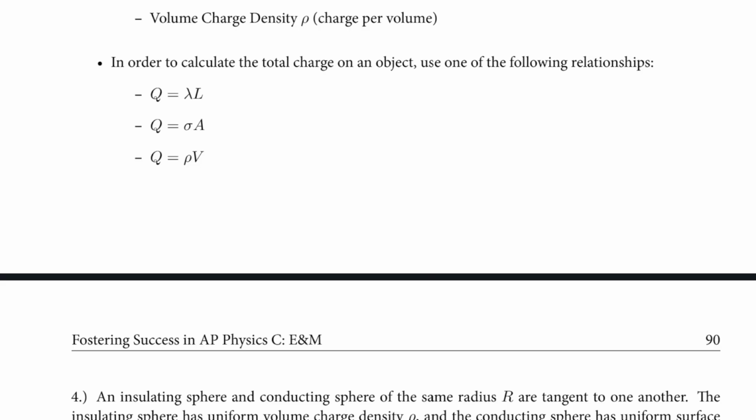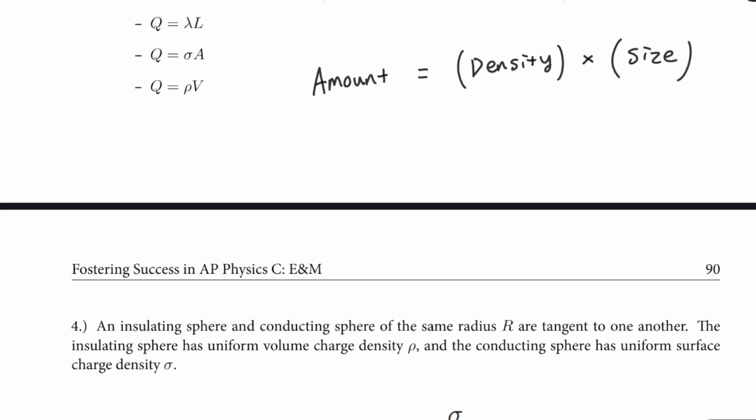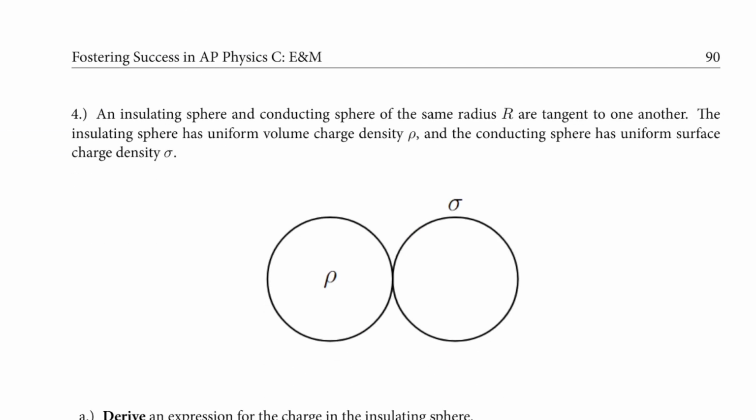So if we want to convert from density to charge, you just multiply by its namesake size. Because you can always write that the amount of something is equal to some sort of a density times some sort of a size. Because that's what density is. It's the amount of stuff per some sort of measurement. So you can always get the charge by multiplying the relevant density by the size.